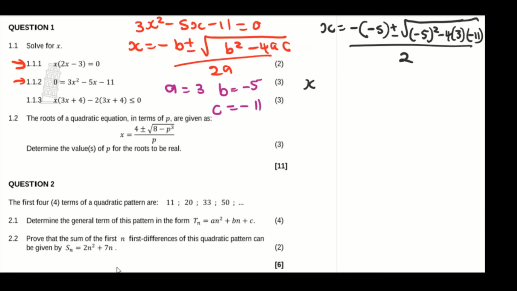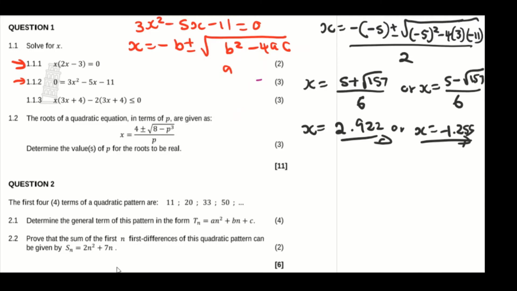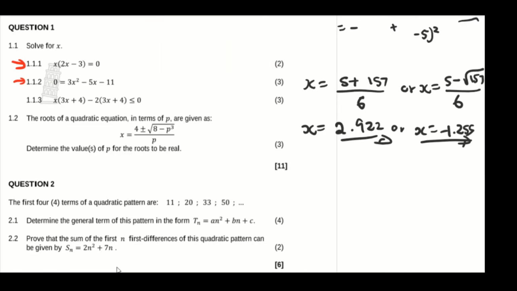The surd form that you get here is x equals 5 plus the root of 157 all over 6, or you'll get another x value, which is 5 minus the root of 157 all over 6. So this is the surd form if you want to leave it in surd form, because the question didn't specify. But if you want to leave it in decimal, you're going to get x equals 2.922, or x equals minus 1.255. So these are the solutions for this problem here. Now we're done. Let's try out the next one.